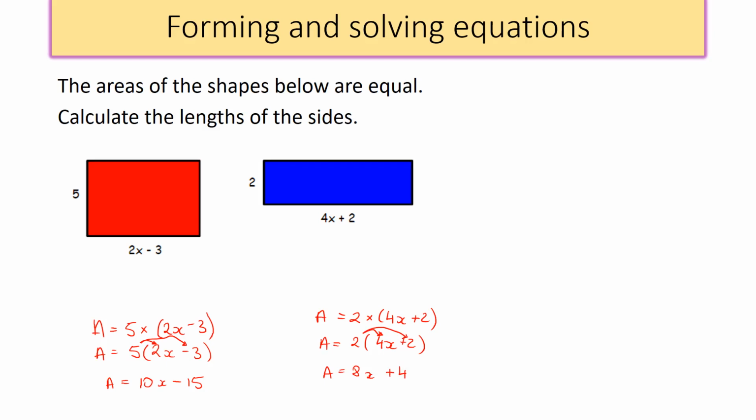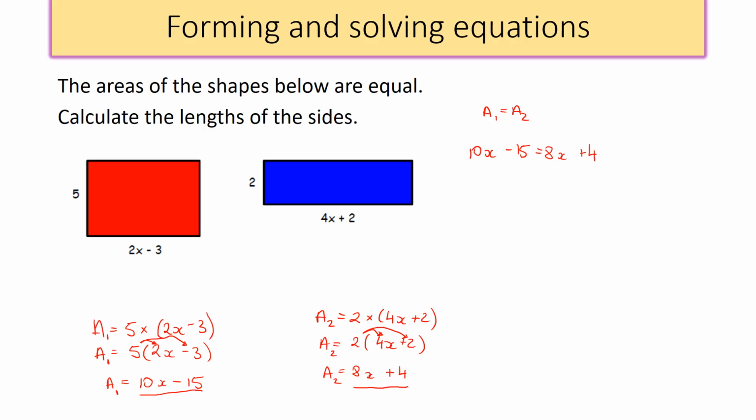So we are told in this question that the two areas are equal. So I know that, let's say this is area 1, and then this is area 2, and those areas are equal. So area 1 equals area 2. So area 1 is 10x take away 15, and then area 2 is 8x add 4.